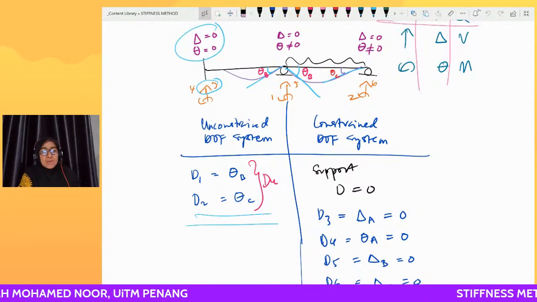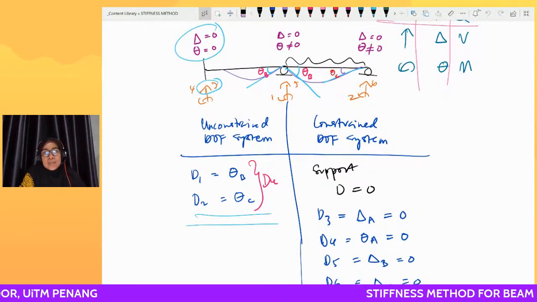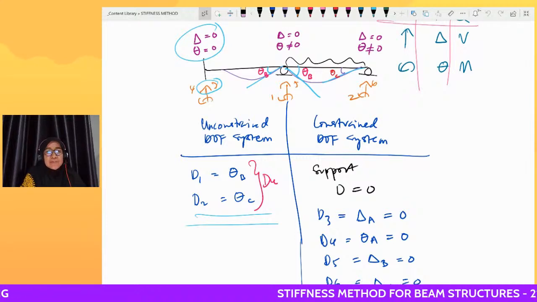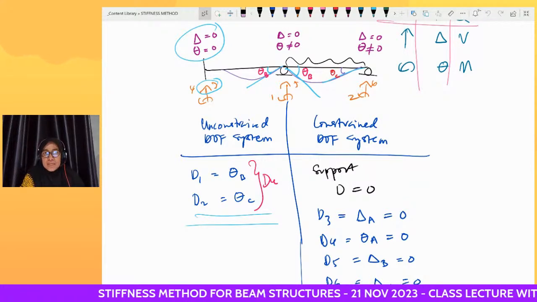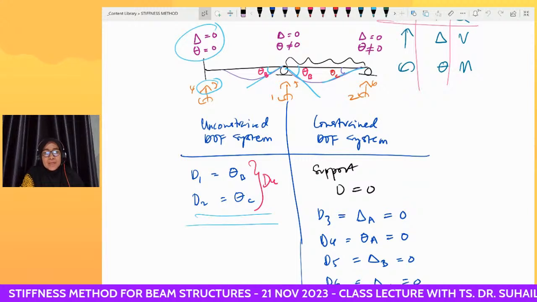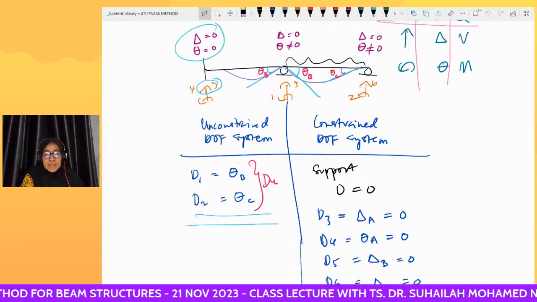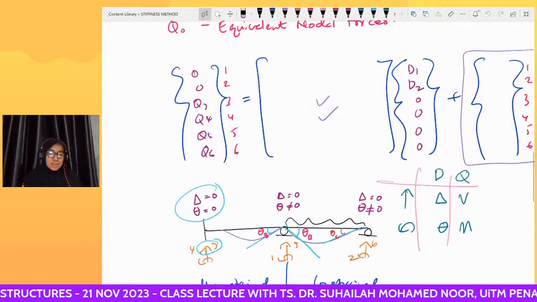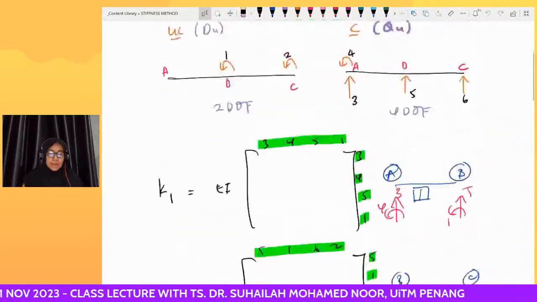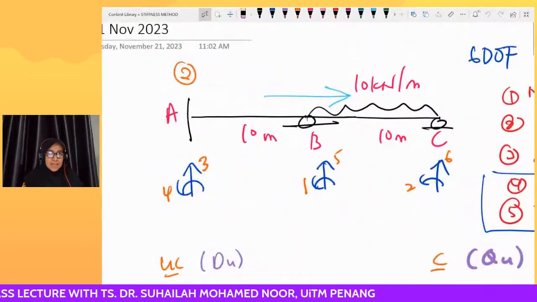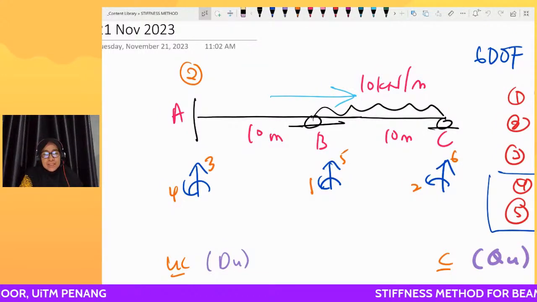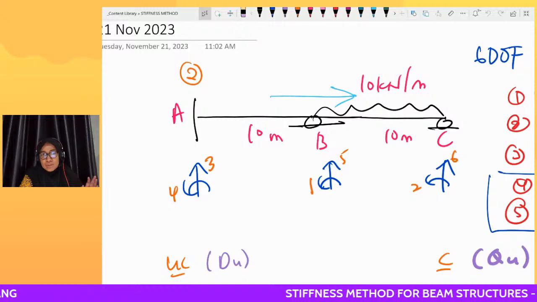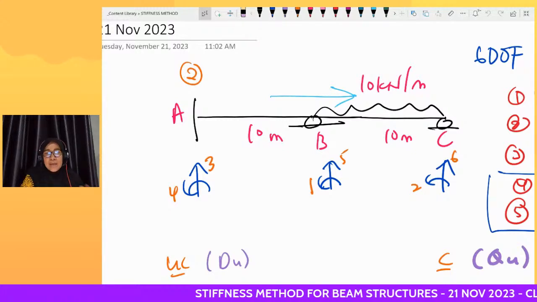Alhamdulillah, we continue stiffness method for beam structure. We are going to continue to analyze a continuous beam. In the first session this morning we discussed this beam ABC. This beam has three nodes or three joints: A, B, and C.